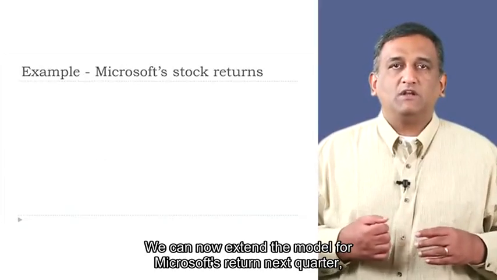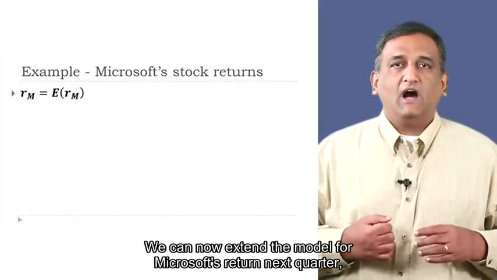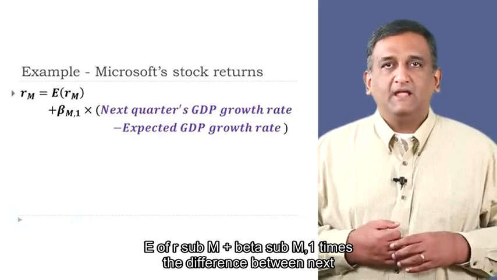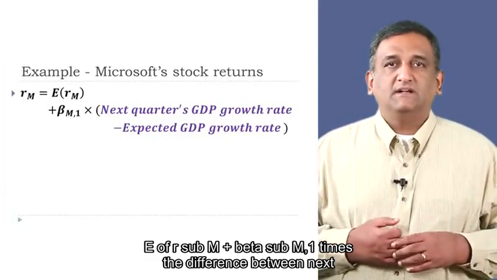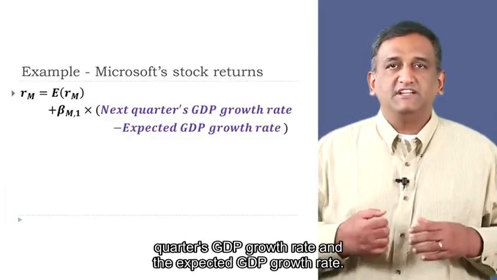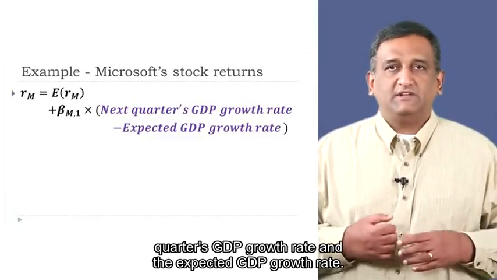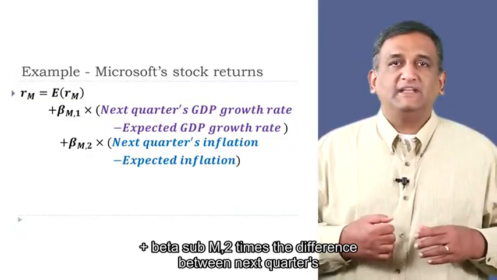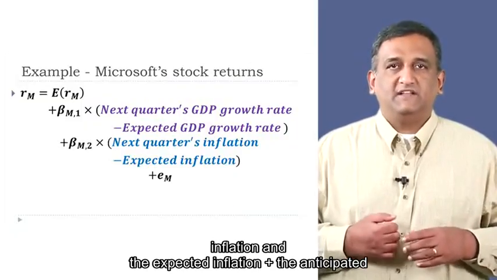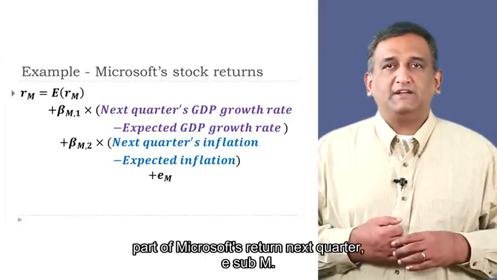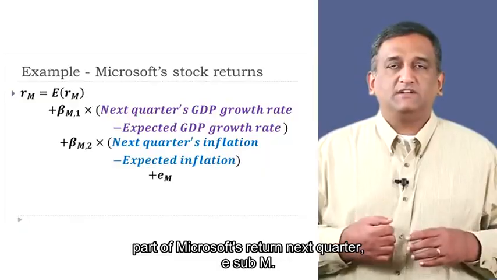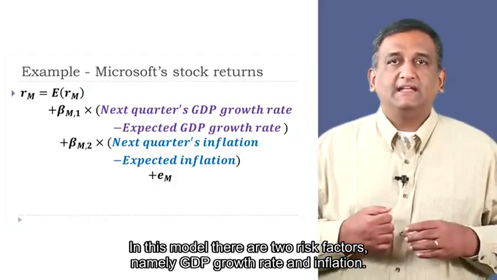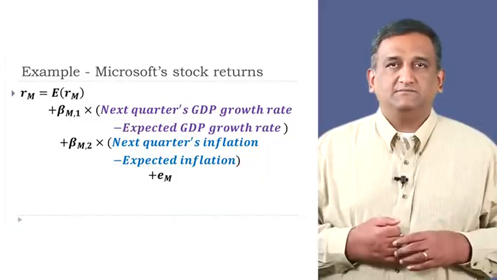We can now extend the model for Microsoft's return next quarter, R sub m, as expected return for Microsoft, E of R sub m, plus beta sub m1 times the difference between next quarter's GDP growth rate and the expected GDP growth rate, plus beta sub m2 times the difference between next quarter's inflation and the expected inflation, plus the unanticipated part of Microsoft's return next quarter, epsilon sub m. In this model, there are two risk factors, namely GDP growth rate and inflation.